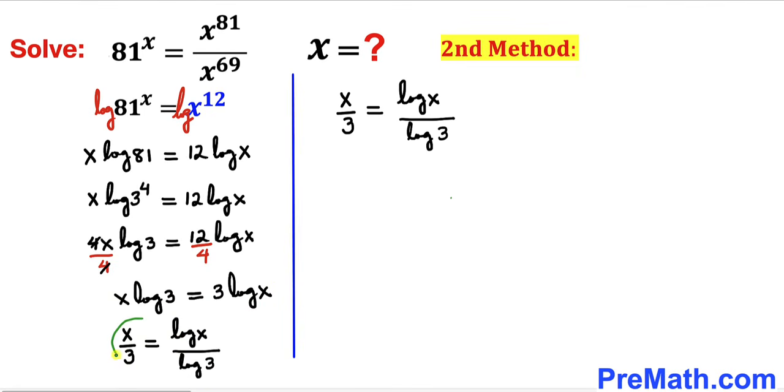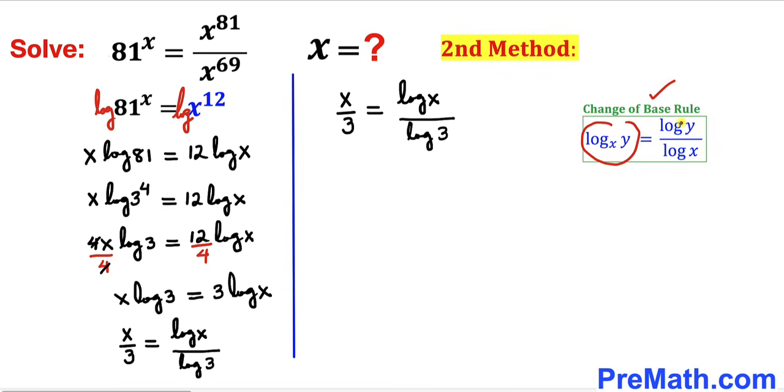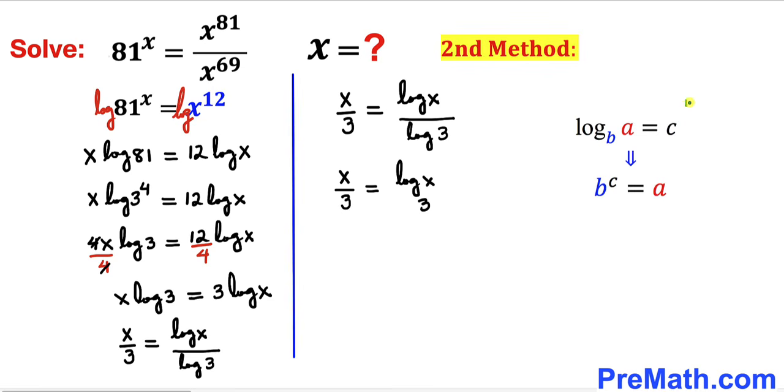And here I have copied down this equation on the right hand side since we are running out of space. And now let's recall the change of base formula. If we have log of y with a base x, this could be written as log of y divided by log of x. And we are going to apply this change of base rule on the right hand side. So therefore this whole thing could be written as log of x with the base 3, as you can see in this next step.